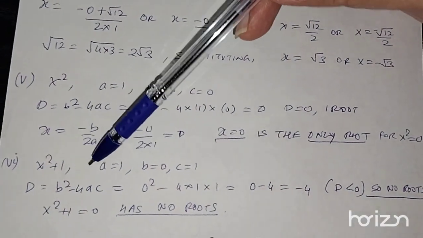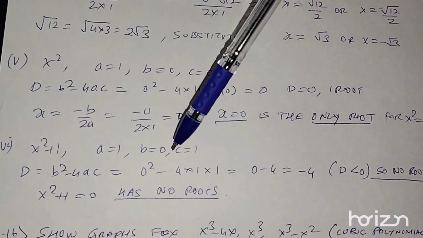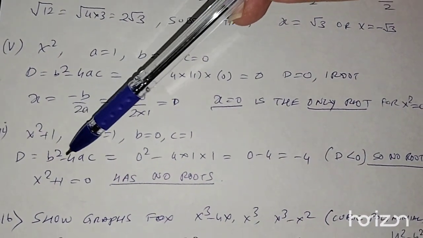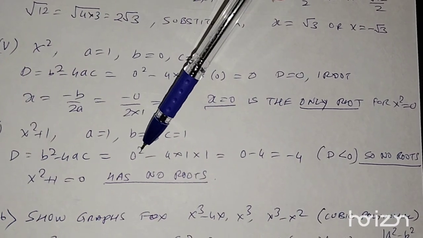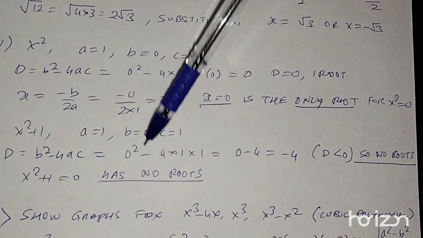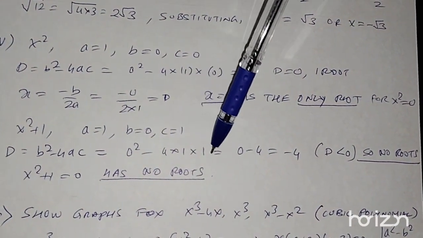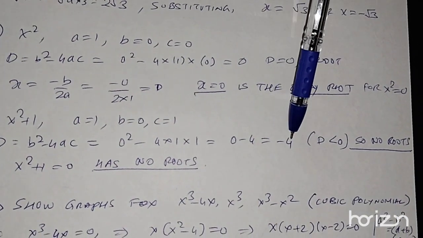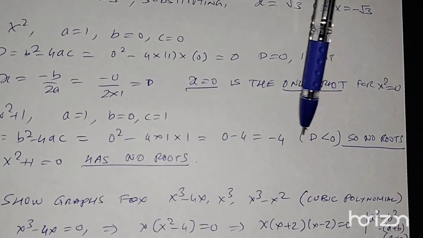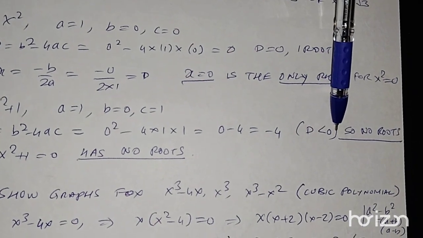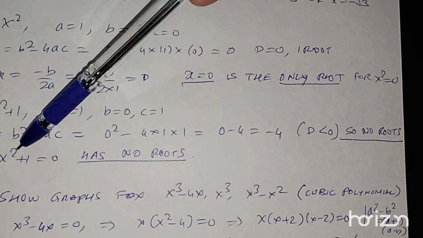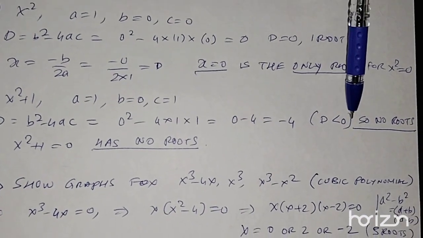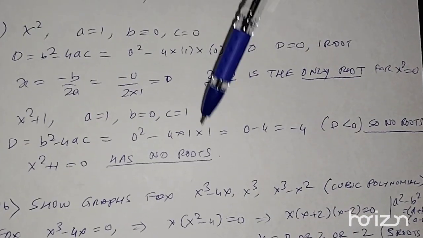How about x squared plus 1? Here a is equal to 1, b is equal to 0, c is equal to 1. If you take the determinant b squared minus 4ac, b is equal to 0, so 0 squared minus 4 into a into c. 4 into a is 1, c is 1. So 0 minus 4, you'll get minus 4. So d is less than 0. Therefore, equation x squared plus 1 equal to 0 has no roots, because d is less than 0.